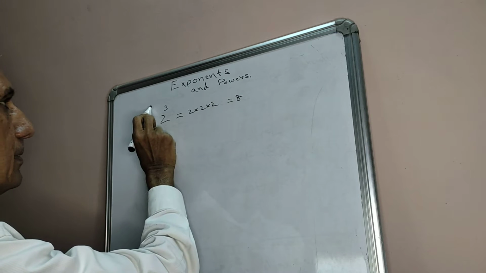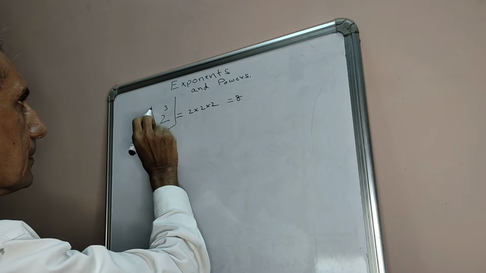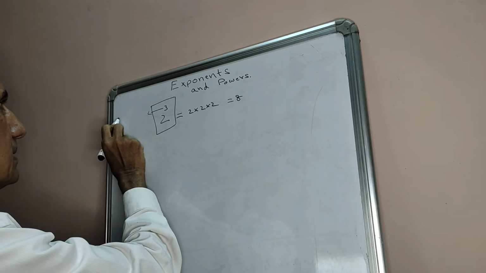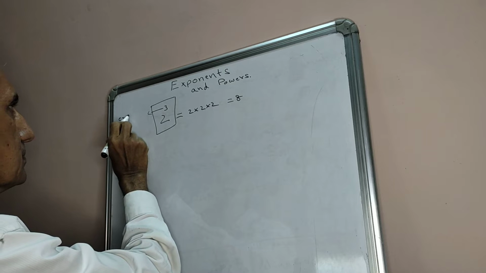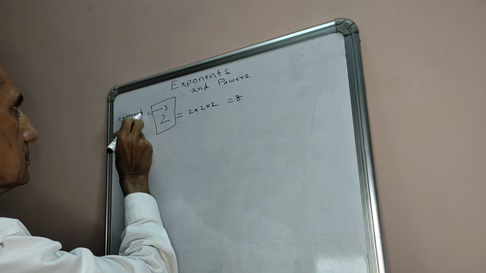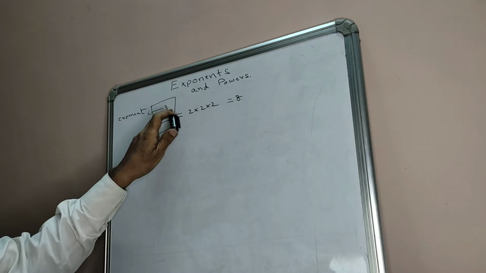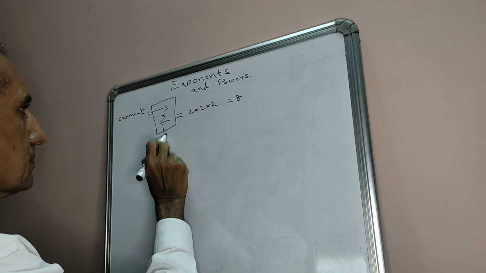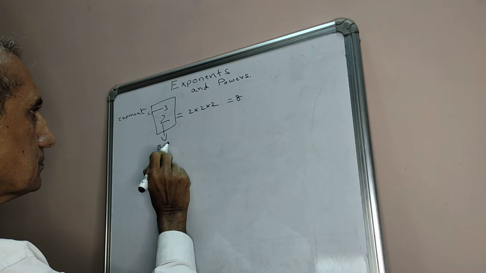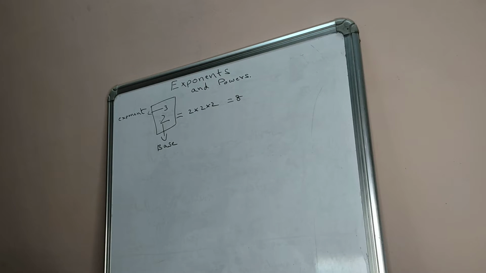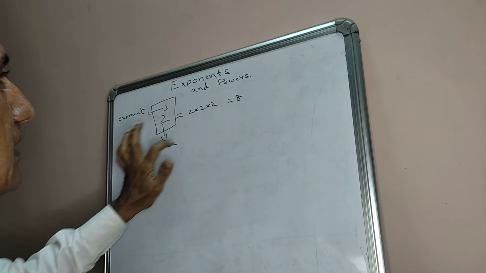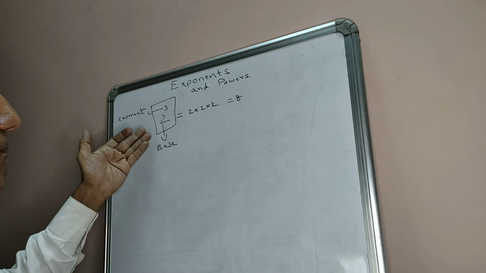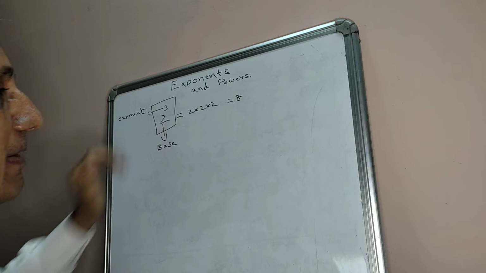Now in this 2 cube, this power 3 is called the exponent. So this 3 is called the exponent. 2 is called the base, and this entire thing is called the power. So 2 cube, this entire thing, is the power.